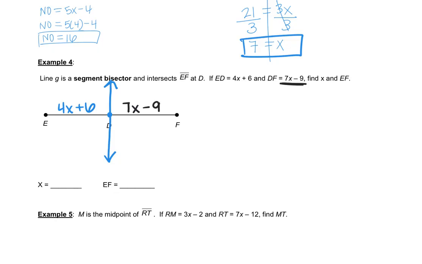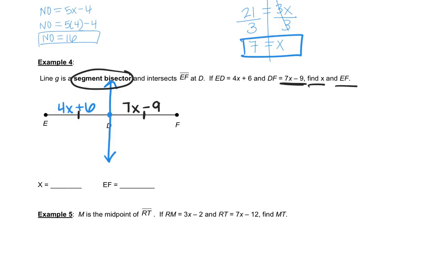Something that's very important that I haven't put in the symbols is for my tick marks here, which means that they're equal parts. So remember, E to D is equal to D to F. Because it's a segment bisector, there's a midpoint. This segment bisector tells me midpoint, okay? All right, my question is to find x and EF. So I need to fill out what is x, what is the distance from E to F? That is the other question. Now, because I have a segment bisector and I see that I have two equal parts, and for each part they gave me an expression, I'm going to put them equal to each other.